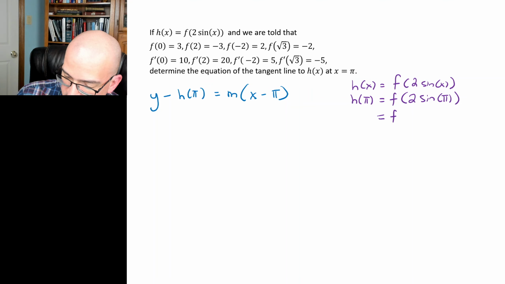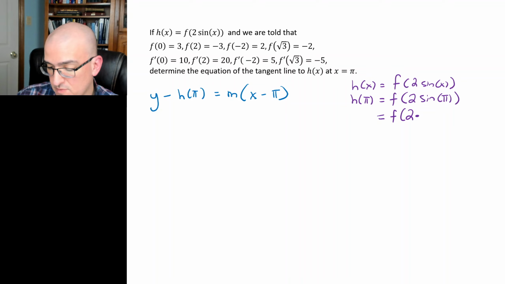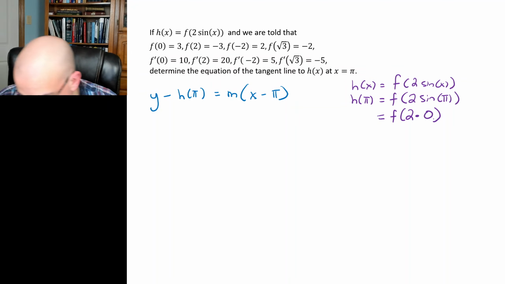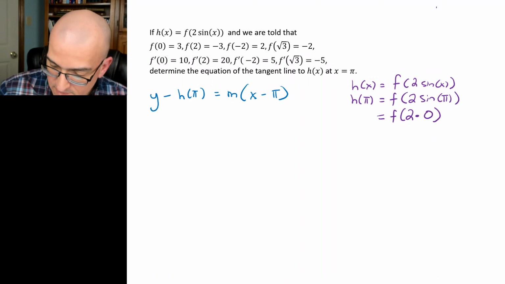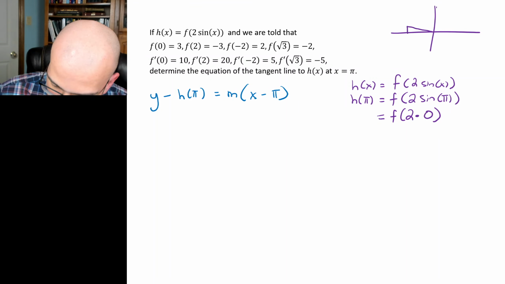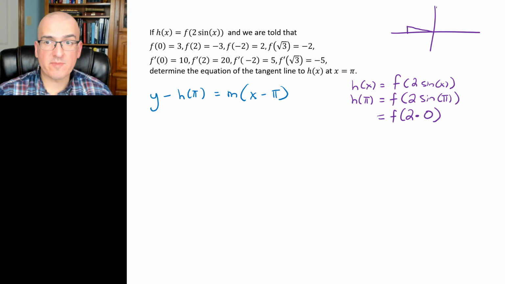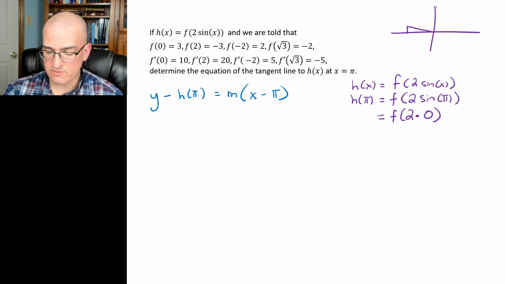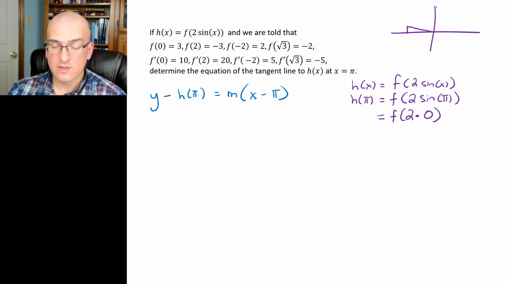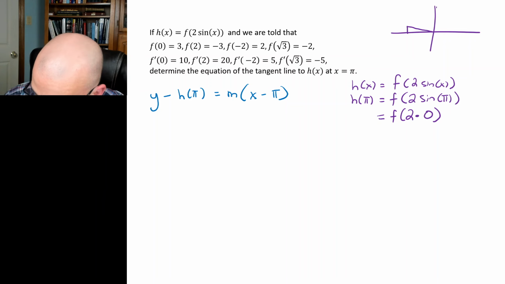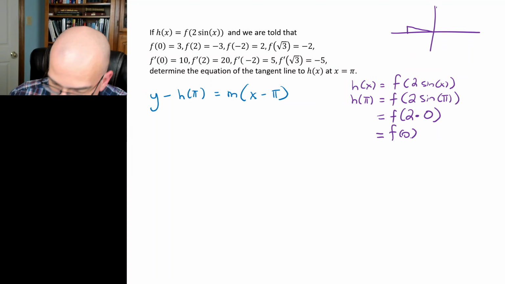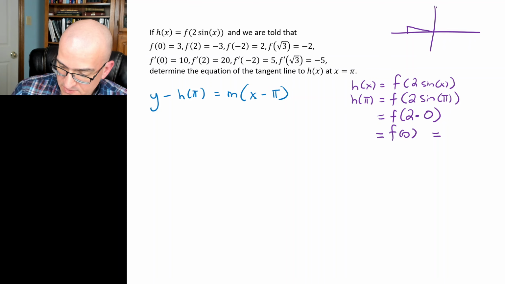The sine of pi is 0. If pi is 180 degrees, imagine drawing that little triangle there, but scrunching it down so that the opposite side goes all the way to 0, because that's what the triangle looks like at 180 degrees. Your opposite is 0, and sine is opposite over hypotenuse, so you have 0 divided by whatever the hypotenuse is. So sine of pi is 0. 2 times 0 is 0, so we have f of 0. And then from our table, f of 0 is equal to 3.